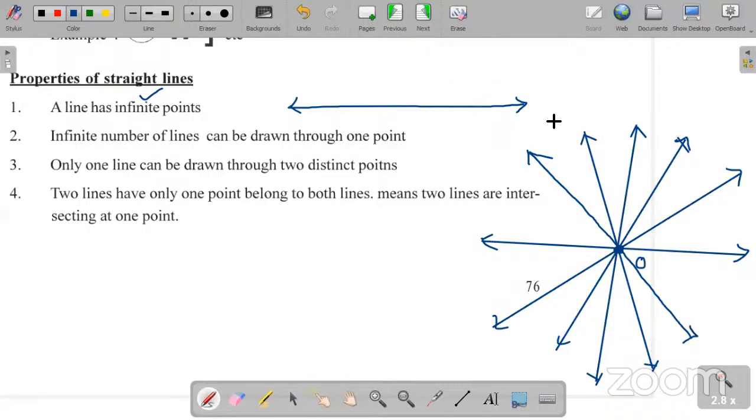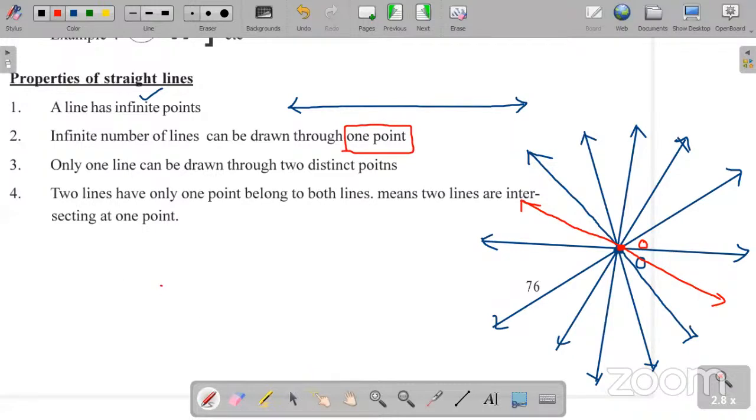Understood? Yes or no? Those who are watching on YouTube also, you need to chat with me. Yes, yes, yes. Very good. See, for example, you take this point O. This point is red O. How many lines have we drawn? Many lines. So you can draw like this also. Infinite number of lines can be drawn through one point.